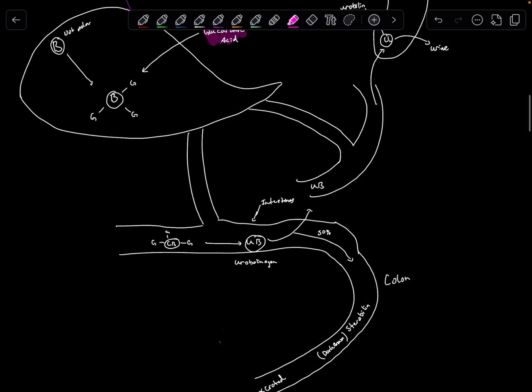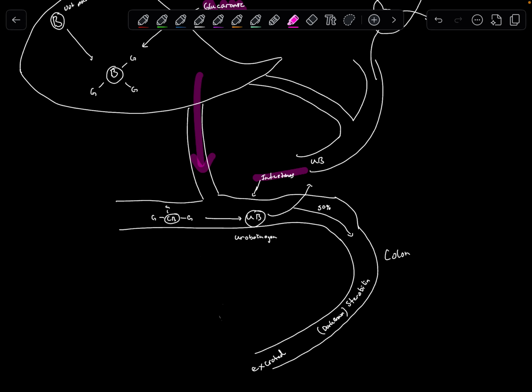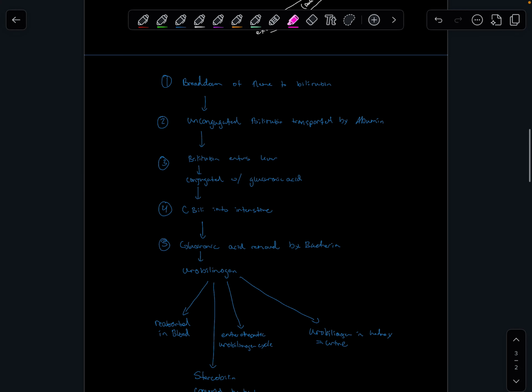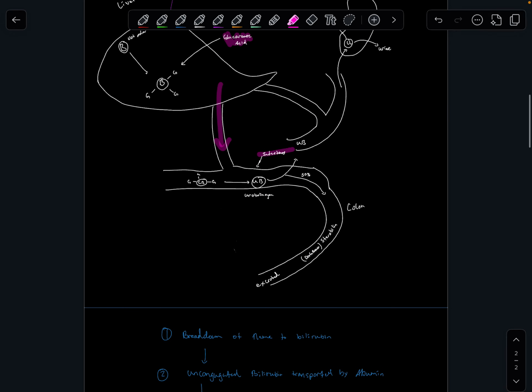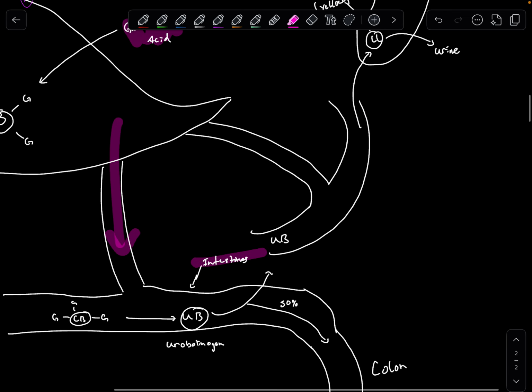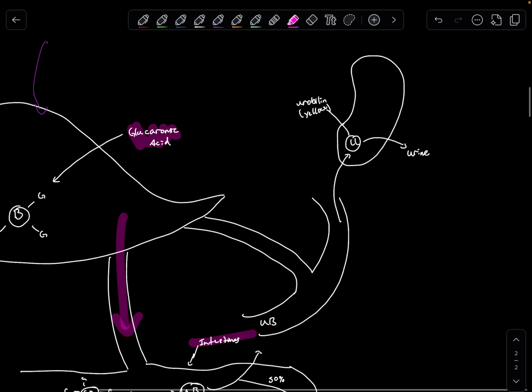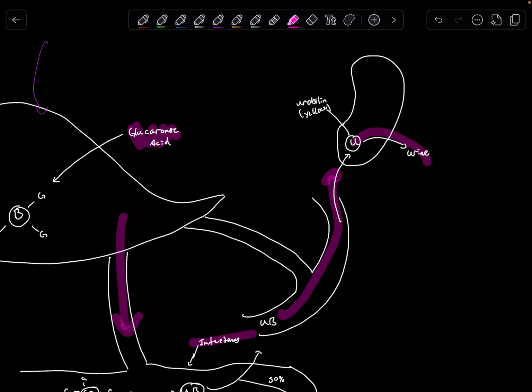Then the conjugated bilirubin is going to come through the bile duct. It's going to be pushed into the intestines here, and the bacteria in the gut are going to convert it. It's going to turn into urobilinogen. Some of that is going to return back into the blood. Some of it is going to go towards the kidney and become urobilin, which is basically your urine.